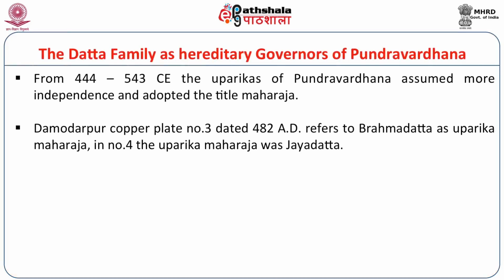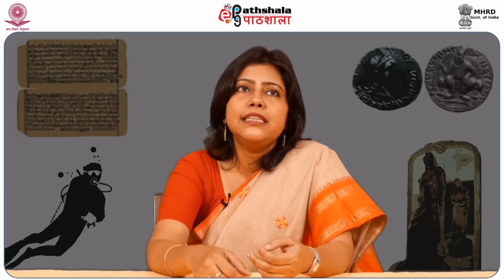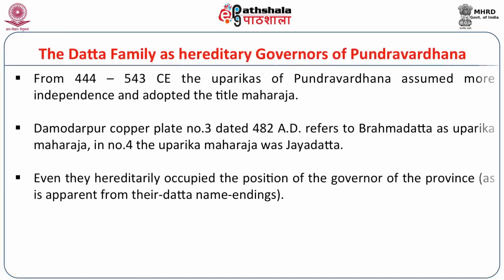The Damodarpur copper plate number 3 dated to 482 AD refers to Brahmadatta as Uparika Maharaja, and in Damodarpur copper plate number 4 the Uparika Maharaja was Jayadatta. So, you can notice that all the governors, all the Uparikas had the same name ending Datta. So, most probably they belong to the same family. So, they are called the Datta family, the governors of the Punravardhana. Even they hereditarily occupied the position of the governor of the province.